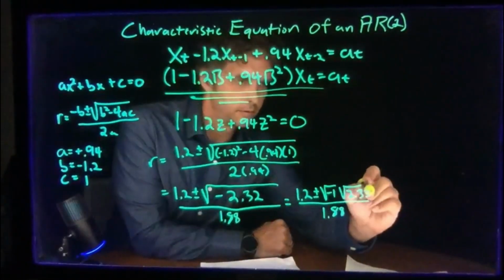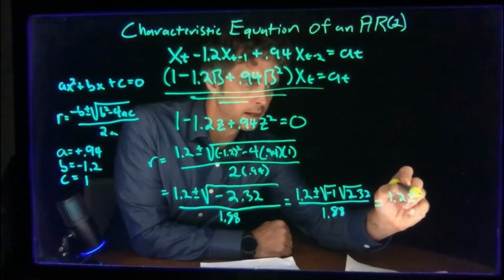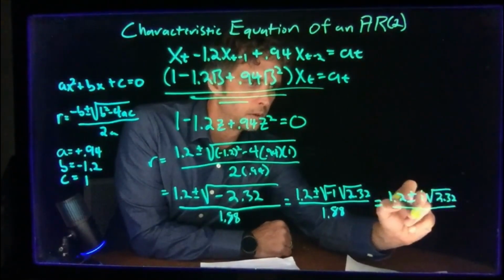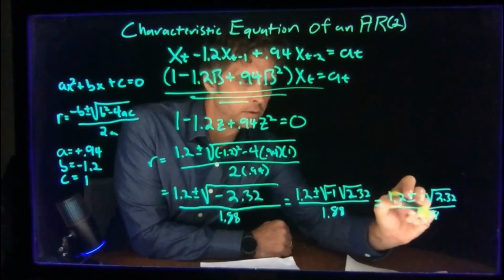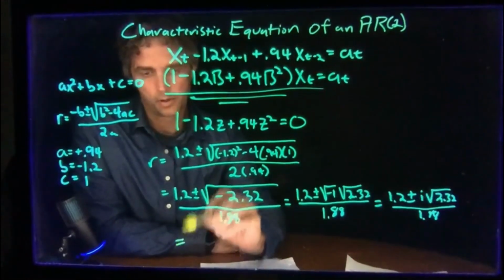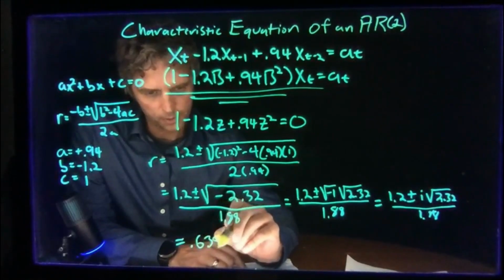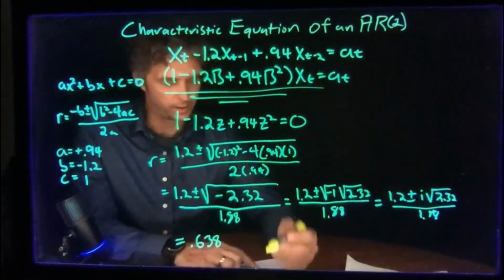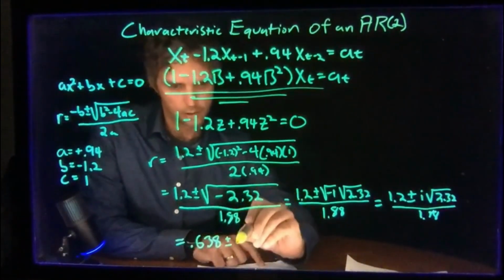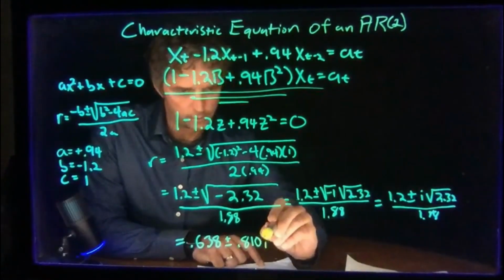So I think we can continue over here. That's equal to 1.2 plus or minus i times the square root of 2.32, divided by 1.88. So that 1.2 will get divided by 1.88, and that square root of 2.32 will get divided by 1.88. We'll end up with the roots being approximately 0.638, that's 1.2 divided by 1.88, plus or minus 0.810, and I just put that first, and we'll put the i at the end.